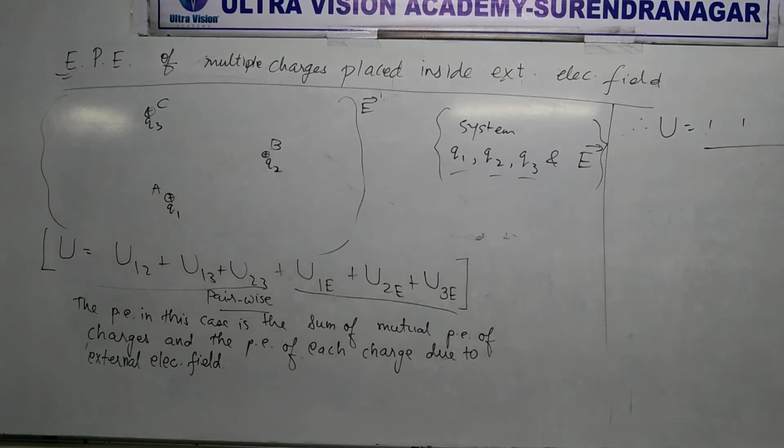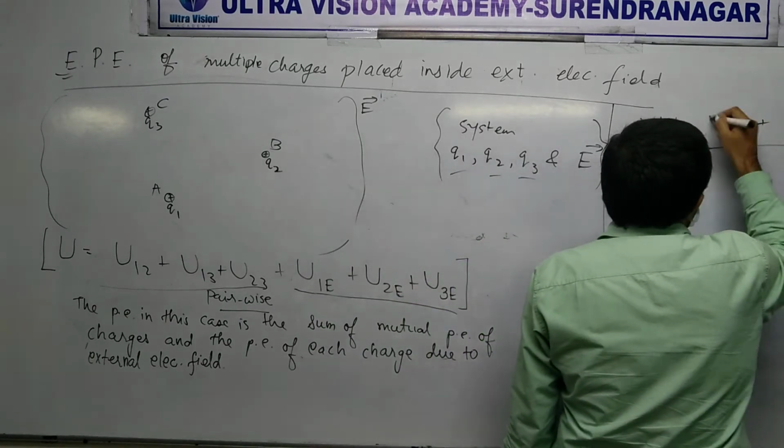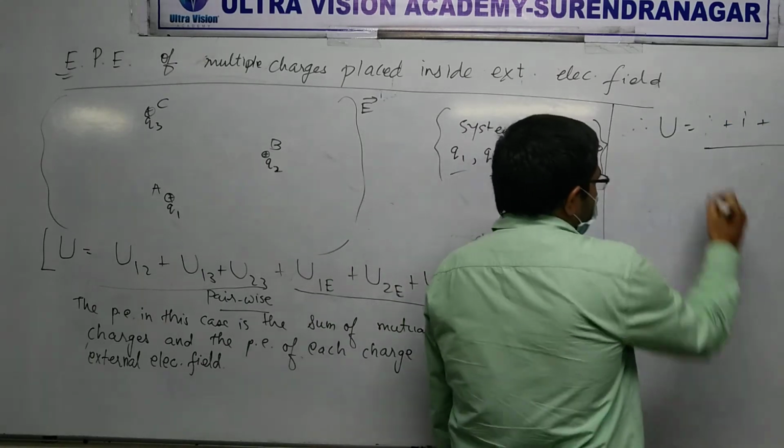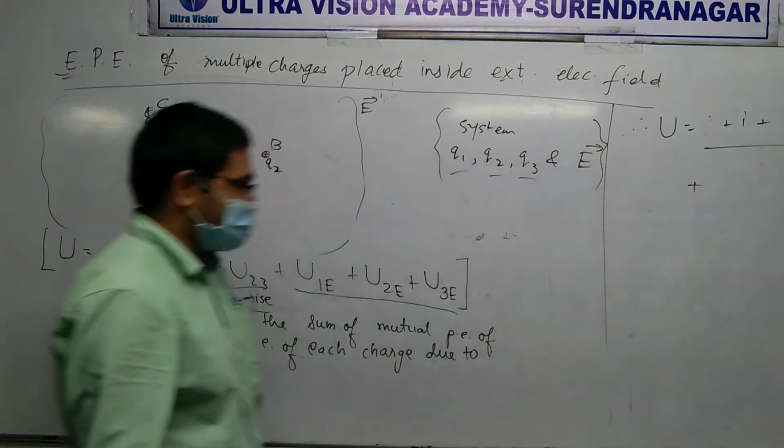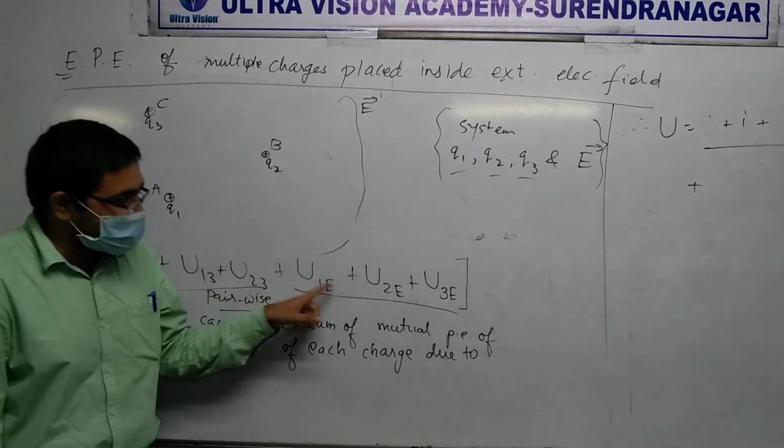What to write? K Q1 Q2 by R12 and so on. Okay, fine. So that's done. This plus this plus this. Okay. Done. What about the next thing? That's what I'm interested in. So how do you write the potential energy of a charge with an electric field?